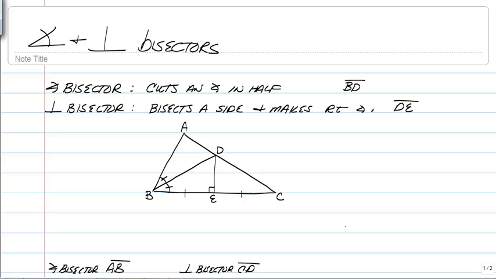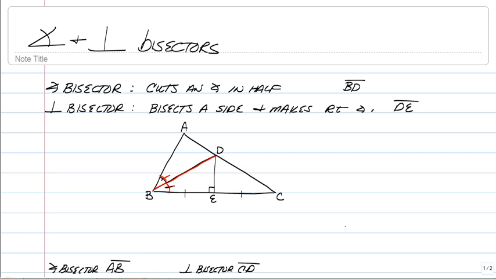Here goes a video on angle and perpendicular bisectors. So what are they? An angle bisector cuts an angle in half. So in the example we have here, BD would be our angle bisector because we can see it cut angle ABE into two congruent pieces. That's what an angle bisector does.